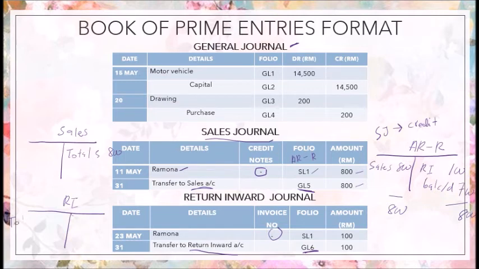Total dia, which is 100. Kalau ada banyak transaction lagi, total ni terus masuk dalam ledger dia. Faham? Sama je kalau untuk journal lain pun macam ni juga. Okay?